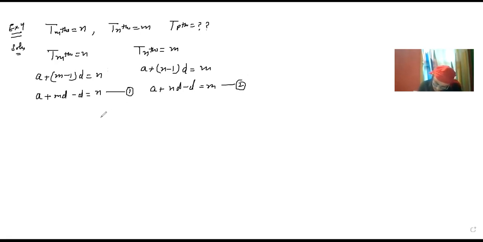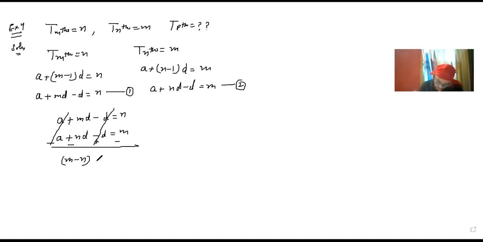Now we will find the value of a and d from here. Now see, a plus md minus d, and a plus nd minus d, subtract: minus and minus, plus. So m minus n times d is equal to n minus m. So d is equal to minus 1.